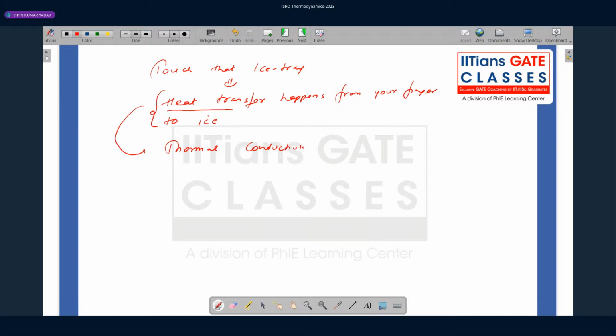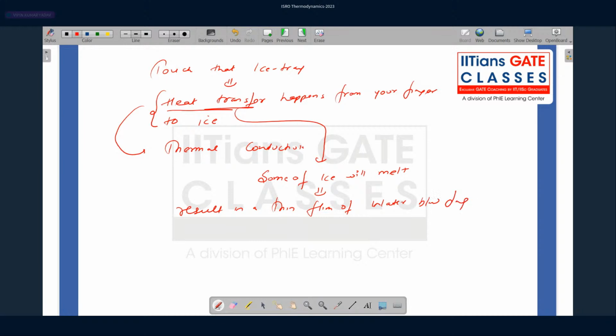Now, because of this heat transfer, your finger is at a higher temperature. So what will happen? Some of the ice will melt and result in a thin film of water between the finger and the ice tray. But you see that the ice temperature is still very low.